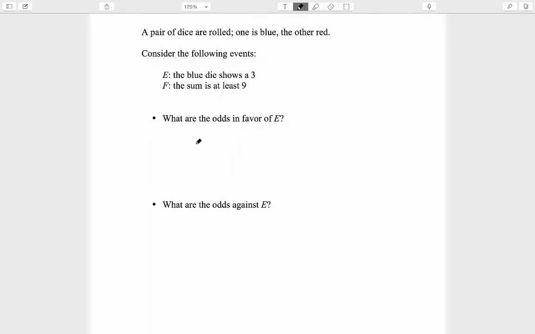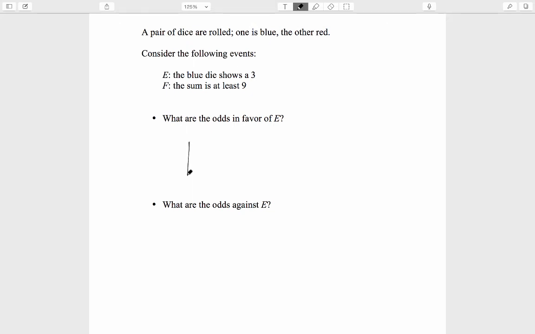A pair of dice are rolled. Let's assume the dice are fair. One is blue and the other is red. Consider the following events. E is the event that the blue die shows a 3. F is the event that the sum on the dice is at least 9. Let's first look at E. What are the odds in favor of E?